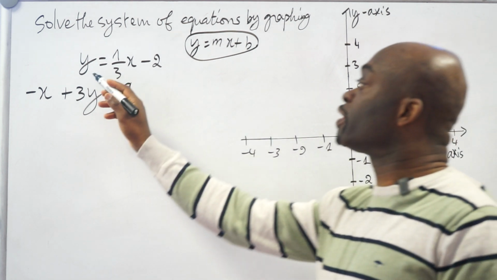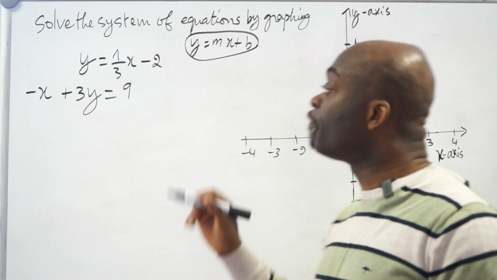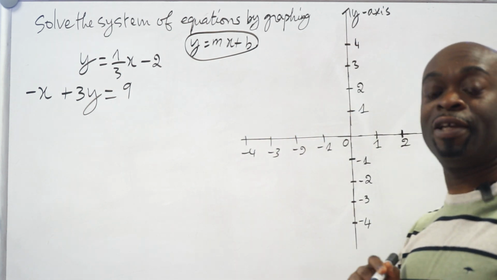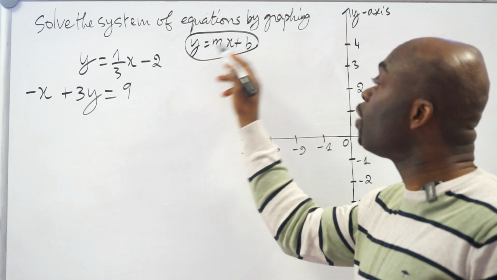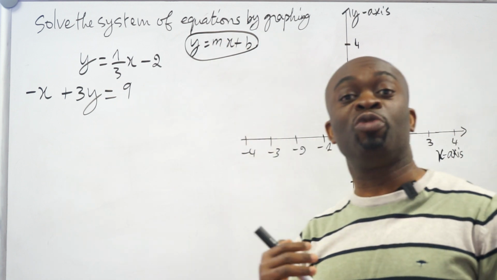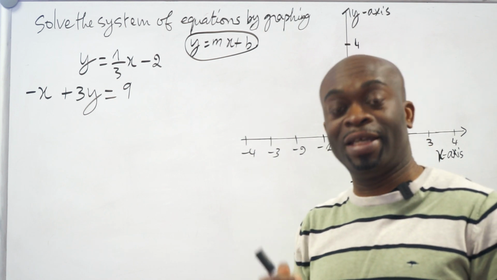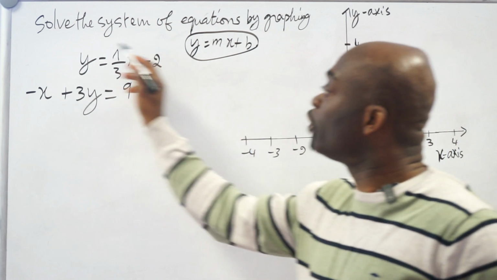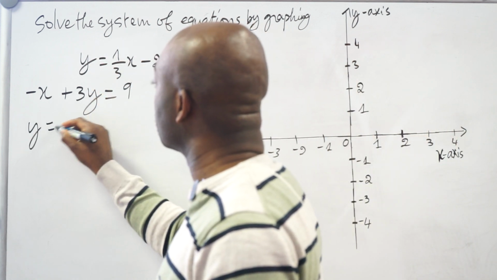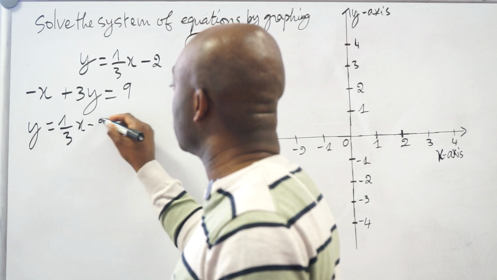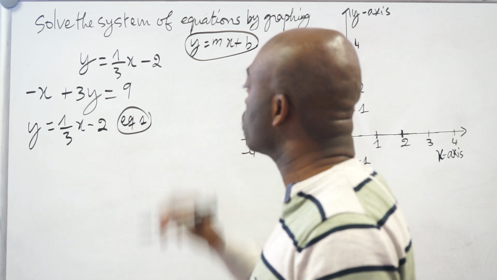Okay, so the first equation here is y equals 1/3 x minus 2. Remember, for us to be able to draw the line, one of the best ways is to use the slope-intercept form, y equals mx plus b, so that we can use m, which is the slope, and b, which is the y-intercept. If we take equation 1, y equals 1/3 of x minus 2.